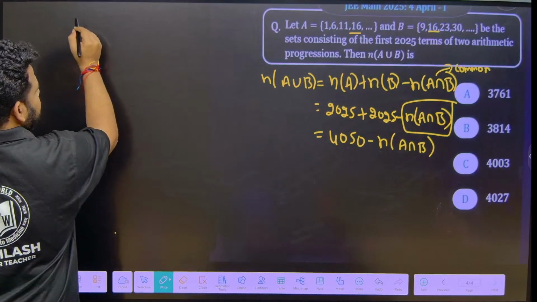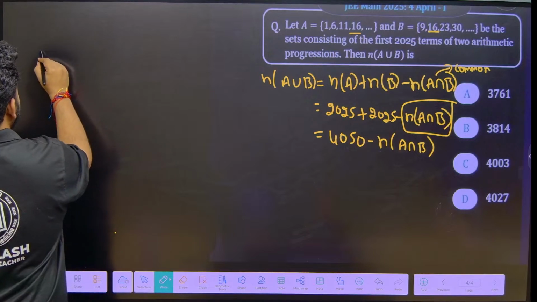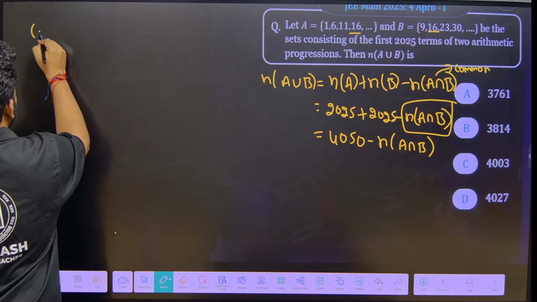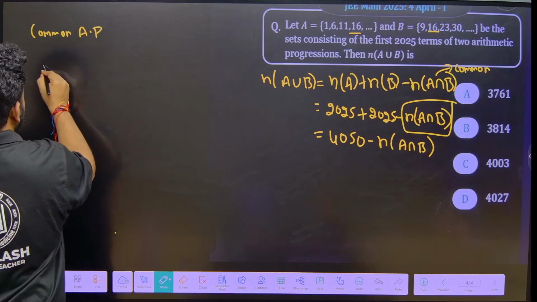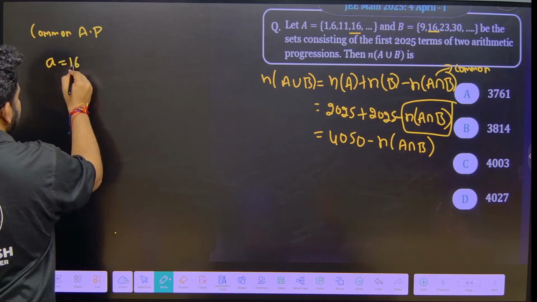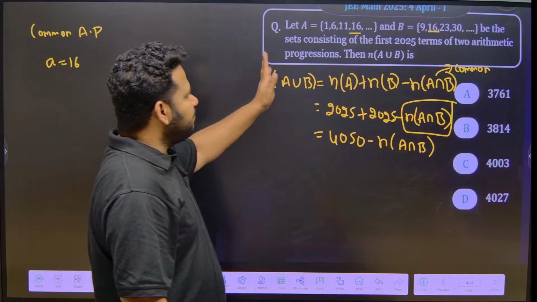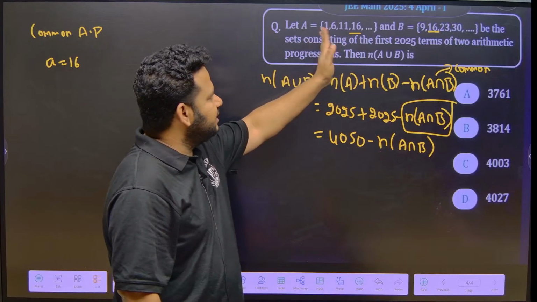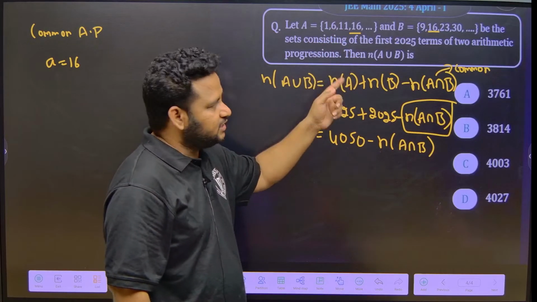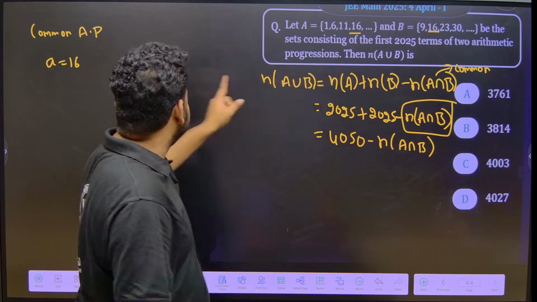16 is common. So let me write the combined AP, the common AP. In the common AP, A will be 16. Common AP means common to A and B combined, where we are having only common terms. 16 is common, the first term is 16. So A is equal to 16.